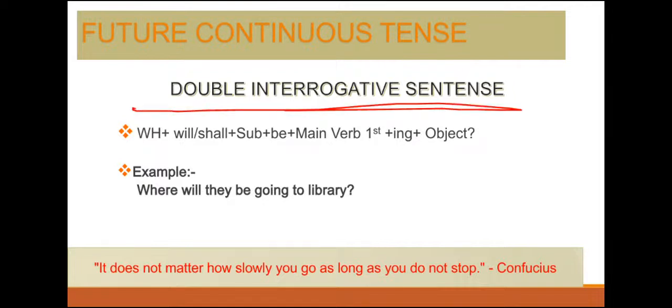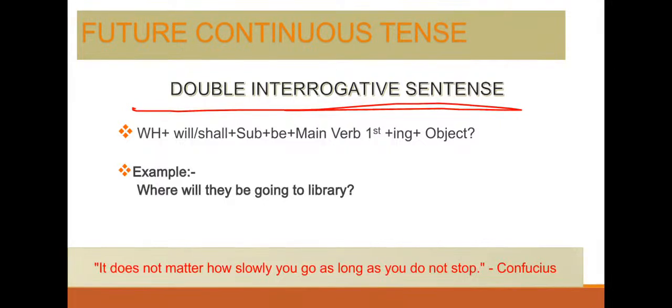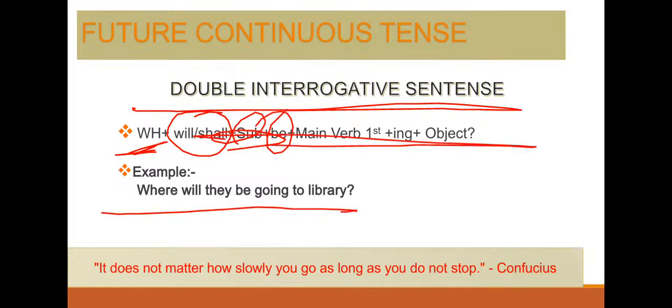So, the double interrogative sentence right here. We have the WH word and the will/shall, then the subject, then this one, and then write this. Where will they be going to the library? Double question. Will they be going to the library? Yes. Where will they be going to the library? Maybe the location and address of that thing you have to tell us about.